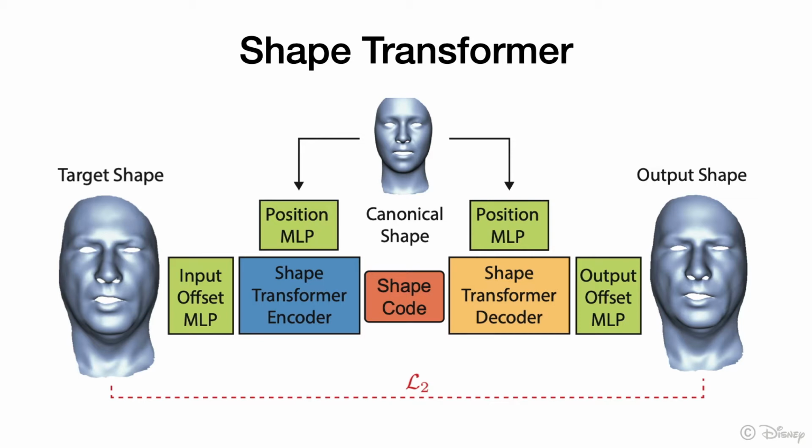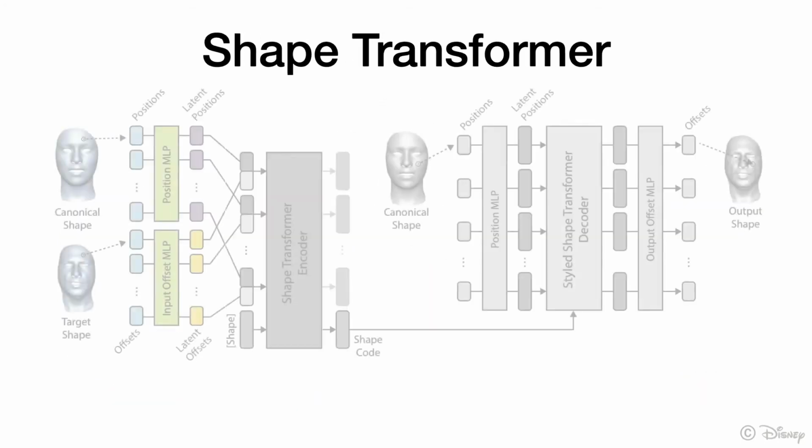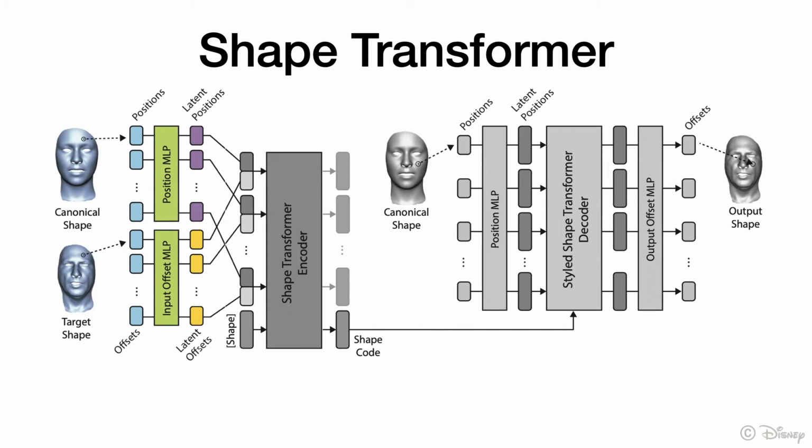Let's now have a closer look at the shape transformer and how it works. A typical transformer operates on an input set of tokens by transforming them into a desired output sequence by modeling token-to-token interaction via self-attention while also individually modifying the tokens using residual MLPs. In our transformer-based autoencoder for shapes, the input tokens are given as an arbitrary set of 3D locations on the canonical shape and a set of corresponding 3D offsets that lead to a target shape.